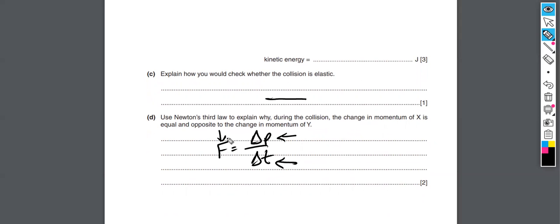If Newton's third law says the forces are the same, and we're trying to explain why the change in momentum is the same, we need to also say that the time that they are colliding, the time that they are interacting, or the time of collision, is the same for both objects X and Y. That's kind of what a collision is. They collide, they touch, they move on. All right, so you can put that in your own words for 2 marks there.